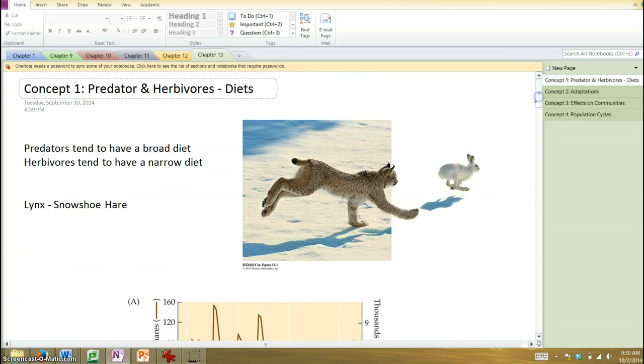It starts with the famous example of the lynx and the hare. They live in these cold northern climates. The lynx being the predator and the hare being the prey. And as we can see here, we have these generalizations. Predators tend to have broader diets. Herbivores, like the hare, tend to have a more narrowly focused diet.